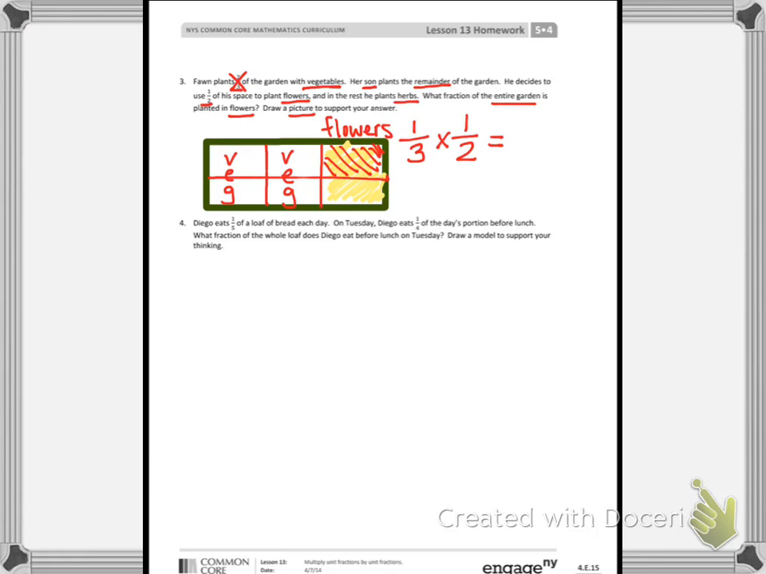So if we just look at it straight across, we have 1 times 1 is 1 and 3 times 2 is 6. So he should be using 1/6 of the garden. If we go ahead and look at the picture to see how much he used for flowers, we now know he's using one section out of 6 to do flowers, so our picture justifies our answer.